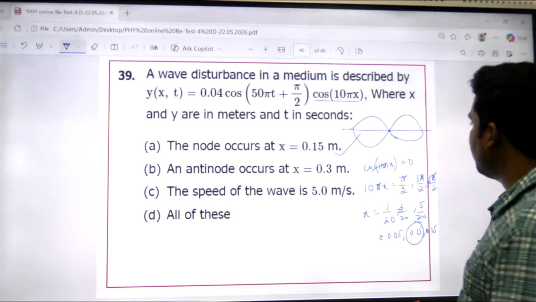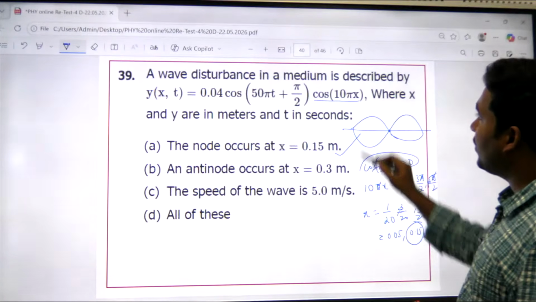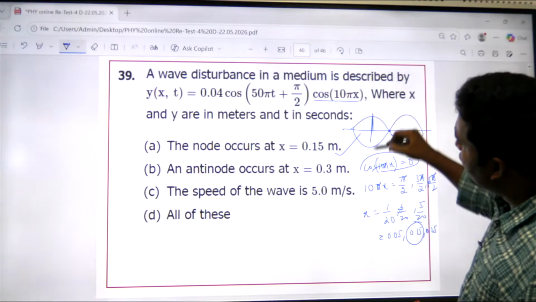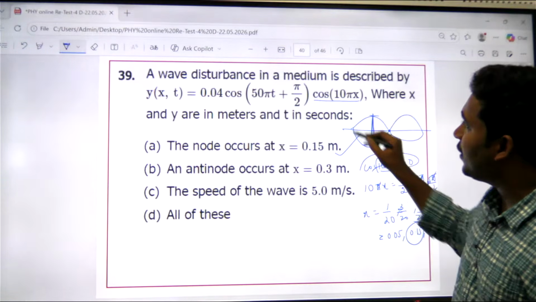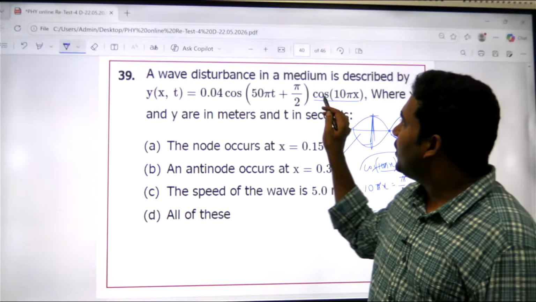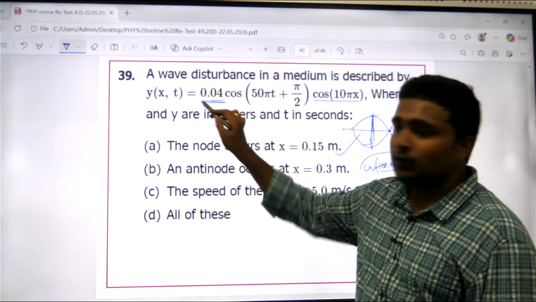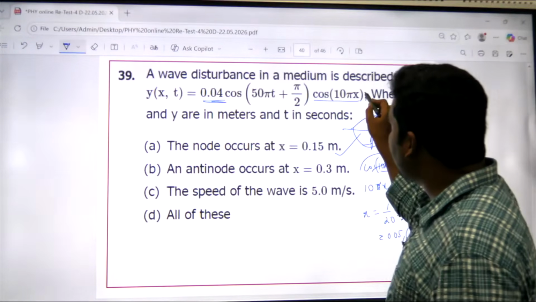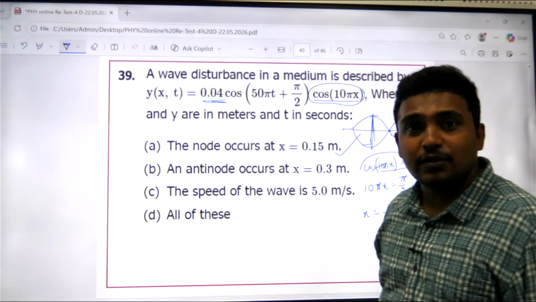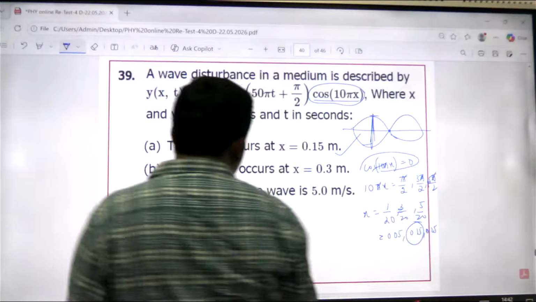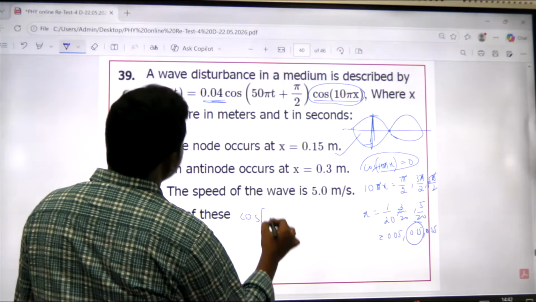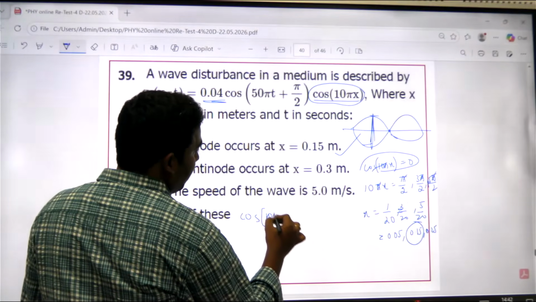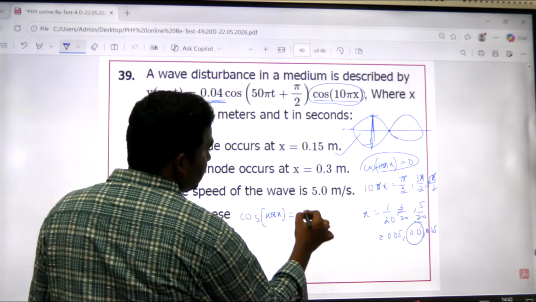Your antinode occurs when this value is maximum. So this y value has to be equal to plus or minus the maximum value 0.04. So can I simply say this cosine value has to be equal to +1 or -1? Only then your antinode occurs. So cos of 10 pi x has to be equal to +1 or -1.